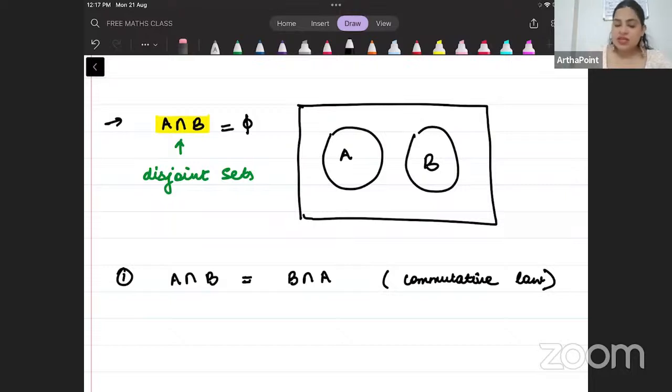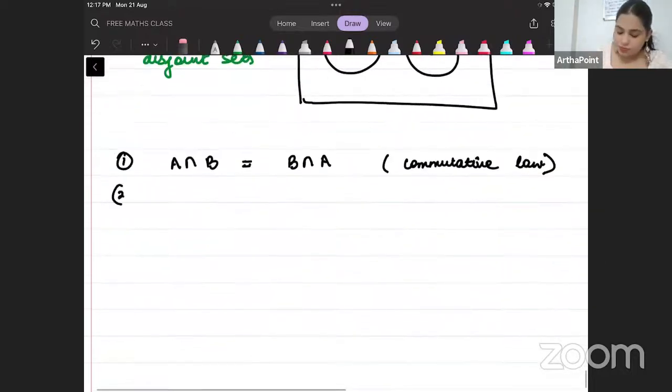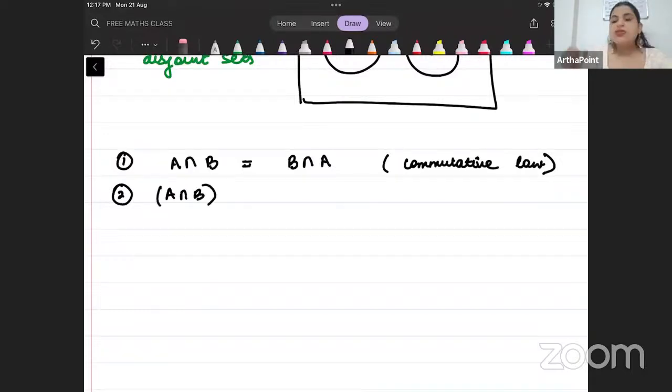Okay, beta. Second property. The second property says that if you do A intersection B, that means you find common between A and B. और जो भी common आता है, you find it's common with C. Or you find common between B and C first, and then it's common with A. Beta, you will get the same answer. This is known as associative law. Okay.